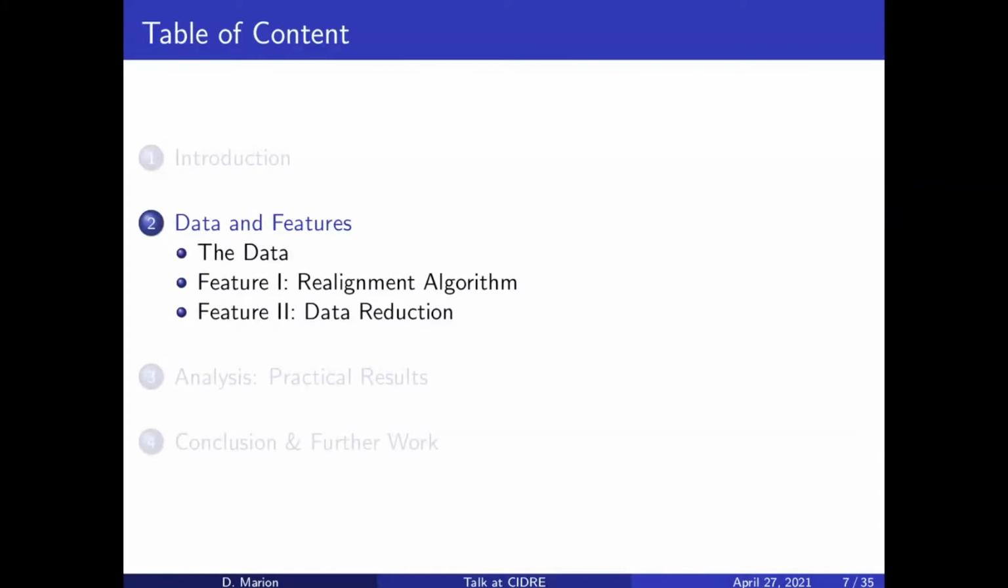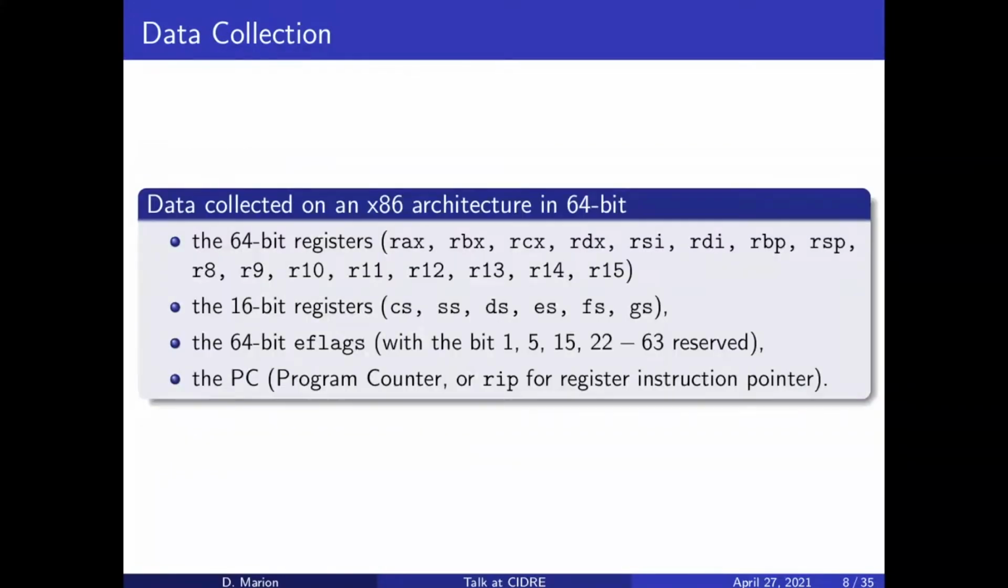So now let's go through the data and the features presentation. First, I will present how we collect the data and which data we collect. And then I will present two features: the first one for realignment and the second one for data reduction. So we will execute our code on a standard machine, an x86 architecture, 64 bits, and we will record as much information as possible. So all the 64-bit registers, all the 16-bit registers, the flags, and also the program counter during the execution of the source code that we are analyzing.